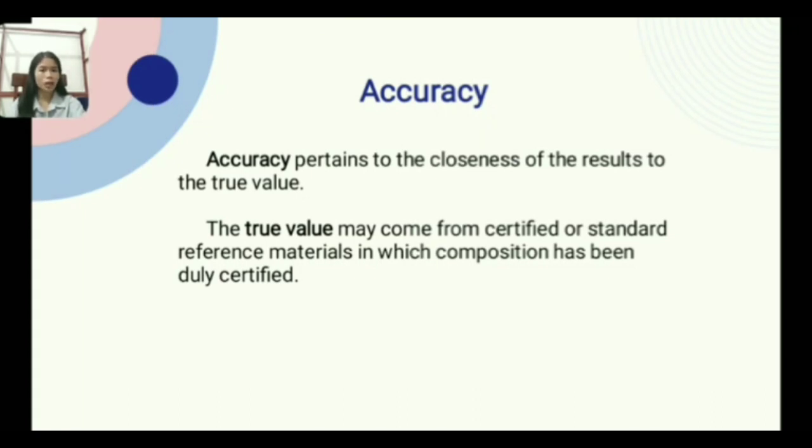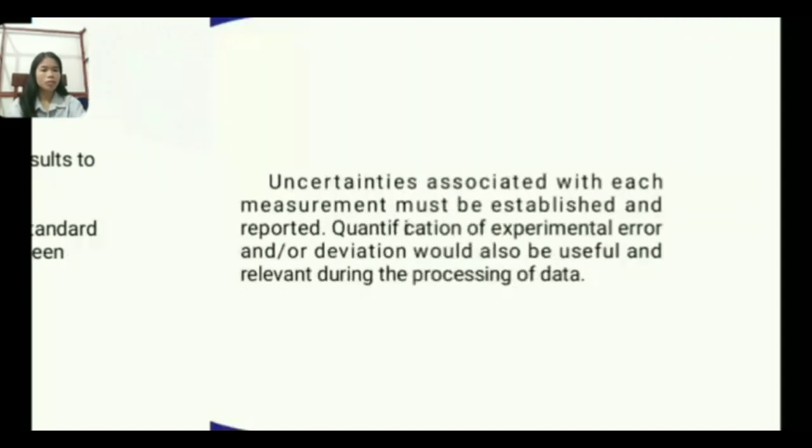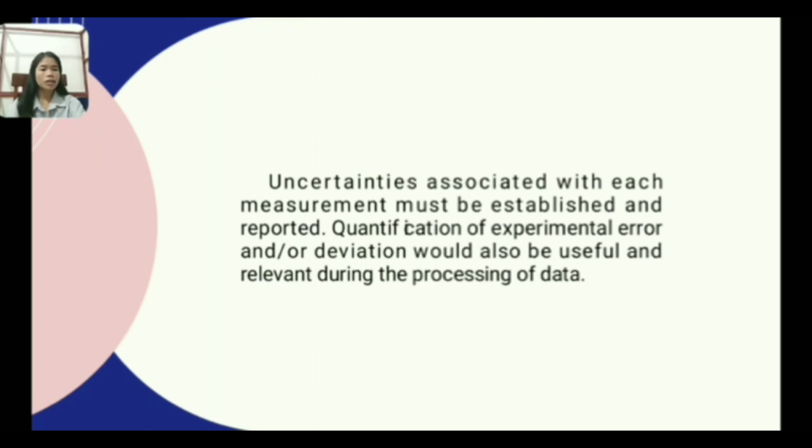Accuracy pertains to the closeness of the results to the true value. The true value may come from certified or standard reference materials in which composition has been duly certified. Uncertainties associated with each measurement must be established and reported. Quantification of experimental error and/or deviation would also be useful and relevant during the processing of data.